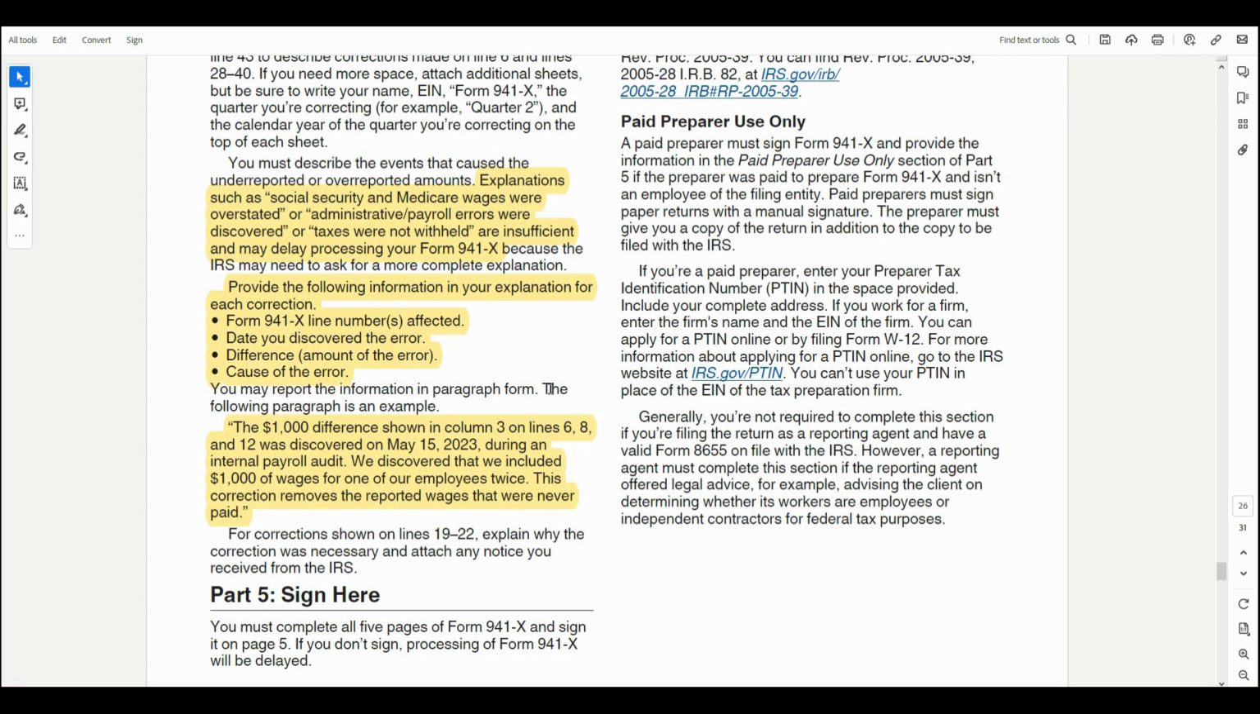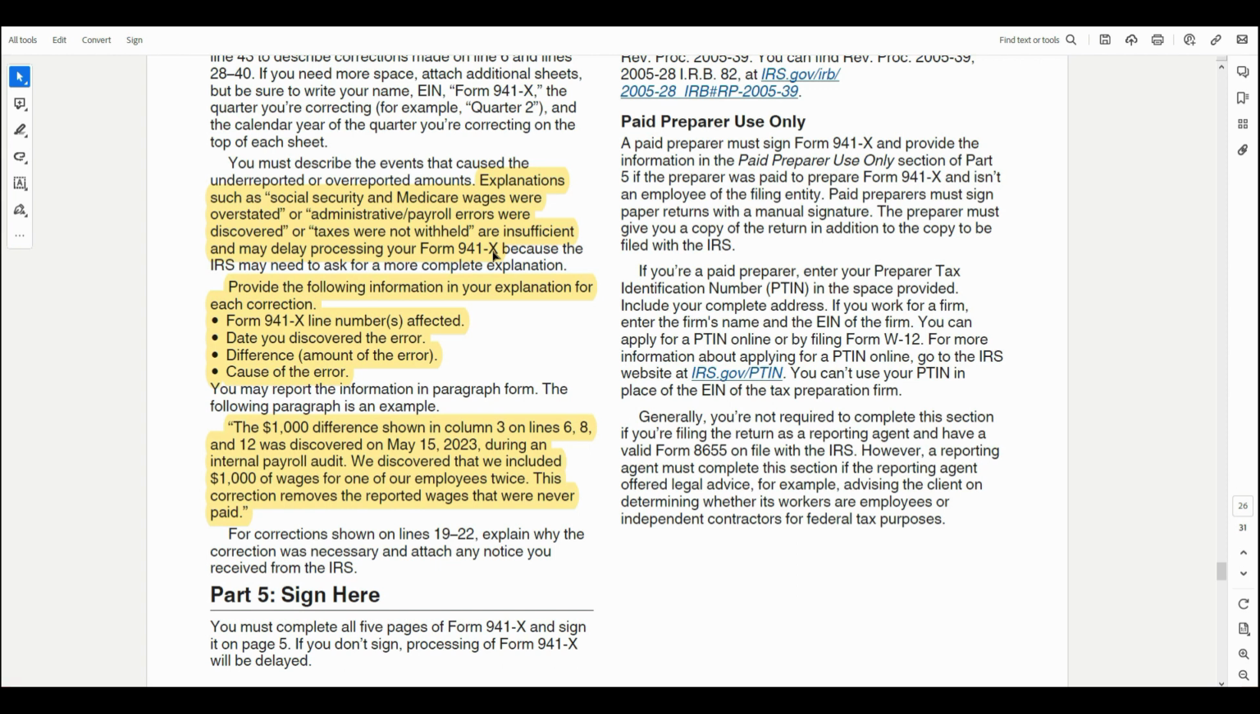Again, this is the section of the instructions relevant to providing an explanation to the IRS. It says explanations such as "Social Security and Medicare wages were overstated," or "administrative payroll errors were discovered," or "taxes were not withheld" are insufficient and may delay processing of your Form 941-X. I want to remind you that because of the amount of 941-Xs being sent to the IRS to make an adjustment for the ERC, the processing times are not as fast as they used to be. If you have more volume, of course, it's going to take longer to process these returns.